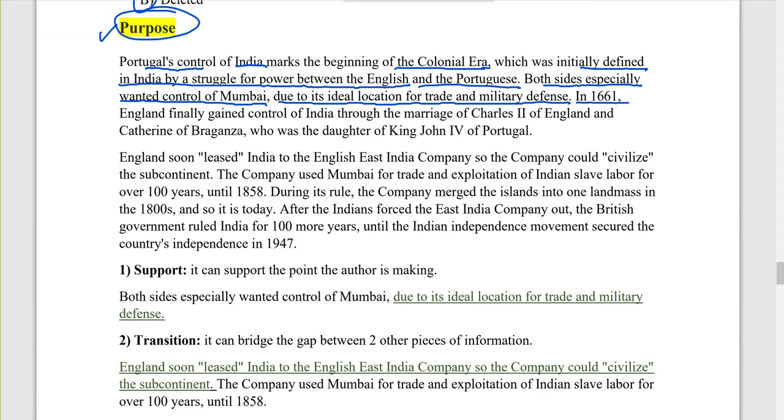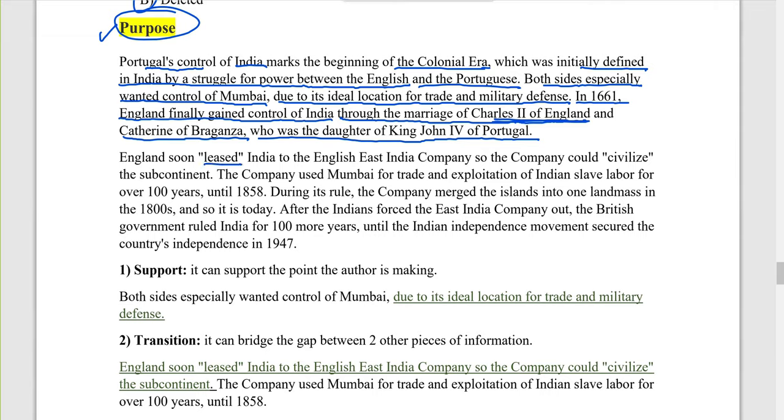In 1661, England finally gained control of India through what? The marriage of Charles II of England and Catherine of Braganza, who was the daughter of King John IV of Portugal. Yes, Salam. Can you imagine that this marriage led to the downfall of the whole Portuguese empire? They lost a whole empire. You understand the point? Okay.